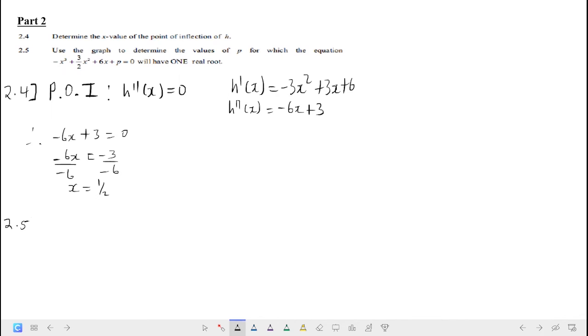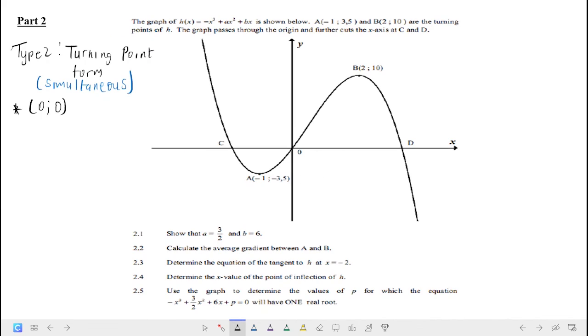Let's go ahead and look into 2.5. Now 2.5 says use the graph to determine the values of p for which the equation minus x cubed plus 3 over 2 x squared plus 6x plus p will have one real root. Alright, so let's first explain what is happening here. We want to understand which value of p will make this function touch the x-axis once, right? Now how many times is this function touching the x-axis? 3 times. It's here and here and there, right?